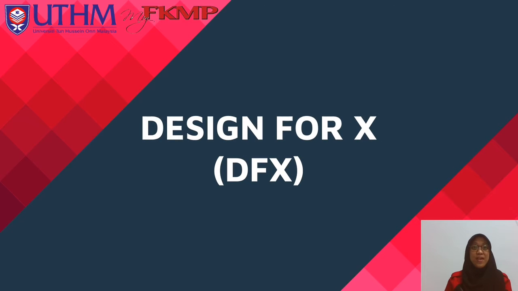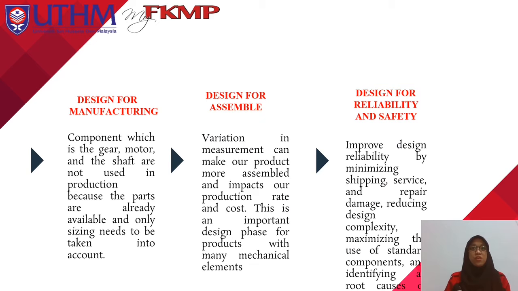And the next part is the design for X. Based on our grain washer project, we have considered three different design for X, which are design for manufacturing, design for assembly, and design for reliability and safety. The first consideration is design for manufacturing. In our product, components like the gear, shaft, and motor are not produced because the parts are already available and only sizing needs to be taken into account.